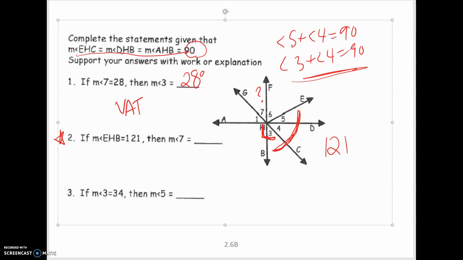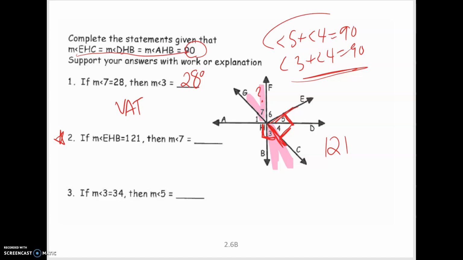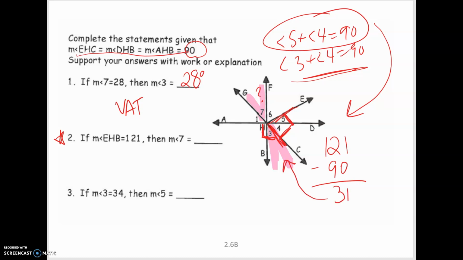So what I want to do is figure out which one is going to help me solve for 7. We just saw in the last problem that 7 is across from 3. So if I can figure out what 3 is in this problem, I can figure out what 7 is. So I want to take away 5 and 4. Now 5 and 4 together we said make up 90 degrees. So I'm going to take away 90 from this problem. Think about what's 121 minus 90. So you get 31 here for the measure of angle 3, which then makes this angle also 31.